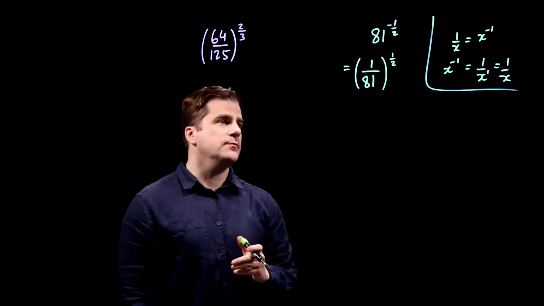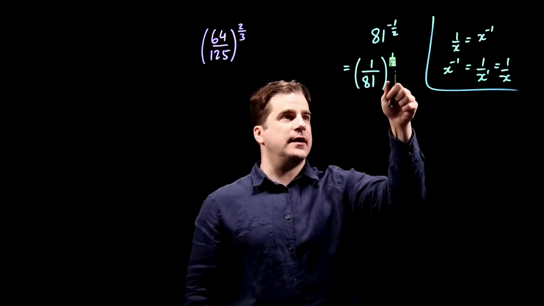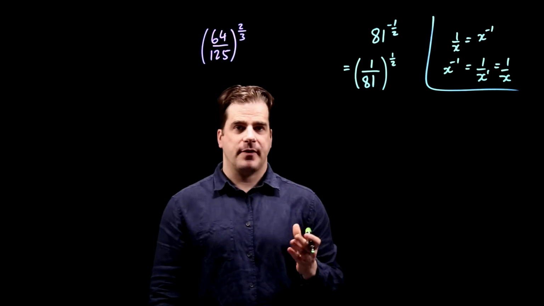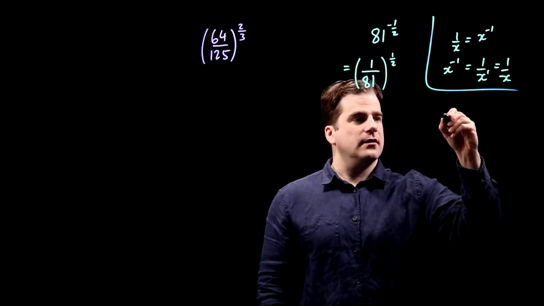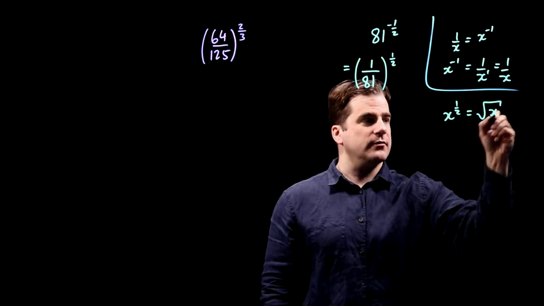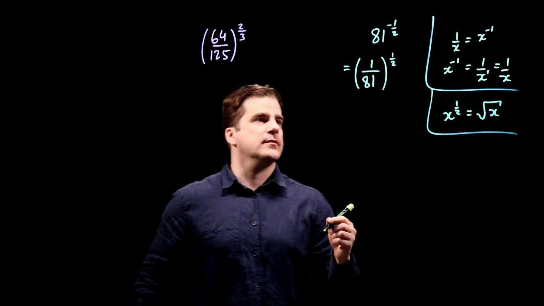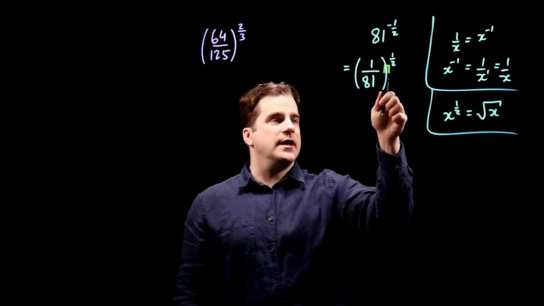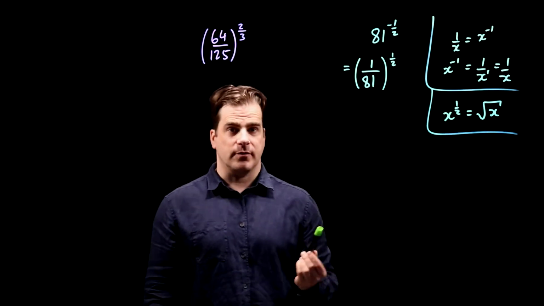Good. So, we have a fraction. The whole thing is being raised to the power of a half. Raising something to the power of a half means take the square root. So again, x to the power of a half is the same as writing the square root of x. So, when you have a fraction being square rooted, it means take the square root of the top number and take the square root of the bottom number.